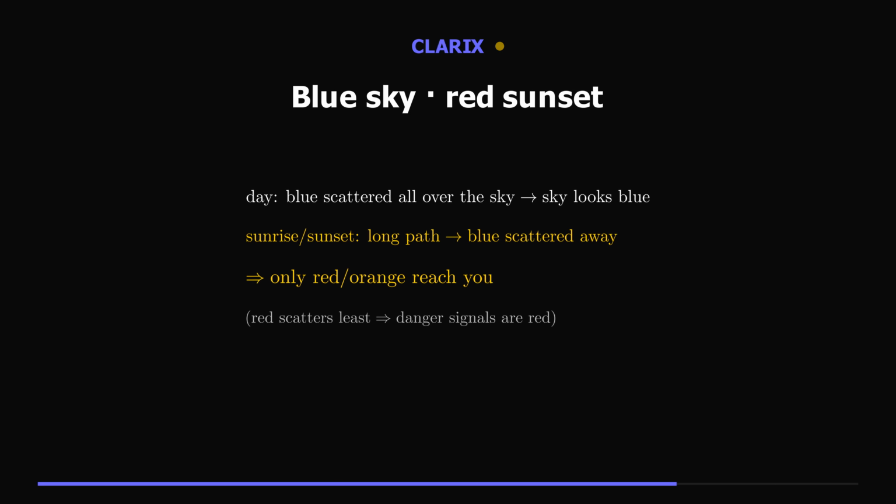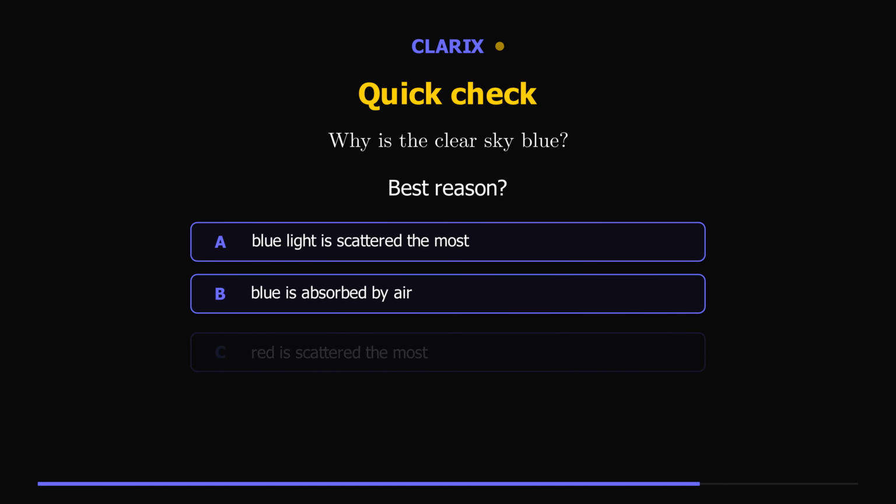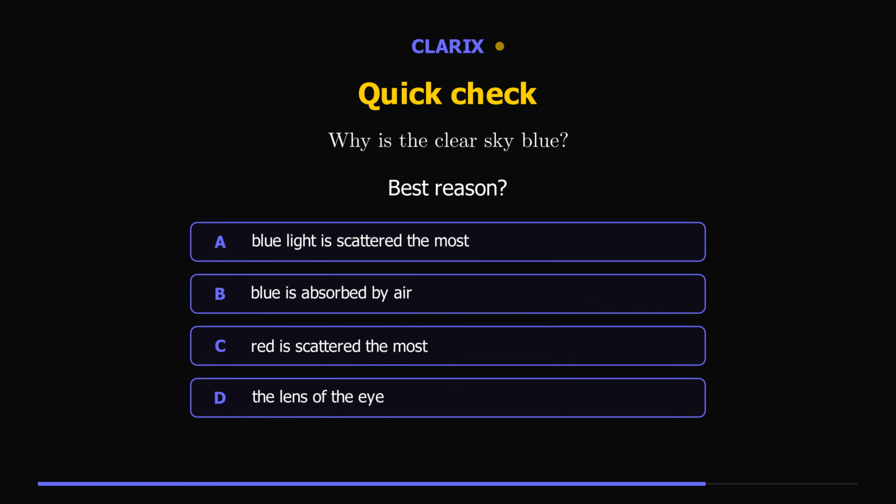By the way, that's also why danger signals are red. Red scatters least, so it travels farthest through fog. Your turn. The question's on screen. Pause if you like, but try it first. 10 seconds, go.